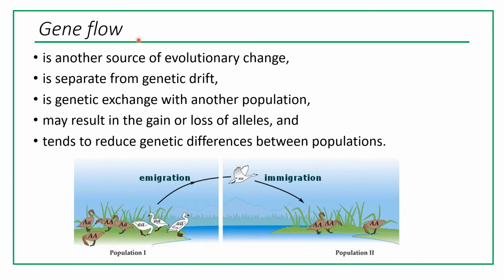So gene flow is another mechanism for evolution. It is separate from genetic drift. It's genetic exchange with another population and may result in the gain or loss of alleles. And gene flow tends to reduce genetic differences between populations. So over here, we have population 1 and population 2, and they used to be different, but because of the immigration of white geese here, right, this population is changing. That means this population is evolving, but at the same time, we reduce differences between them.